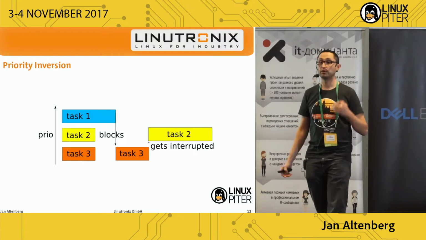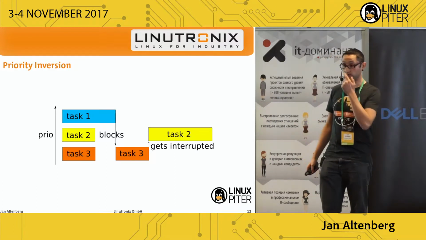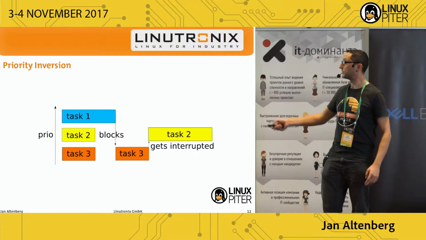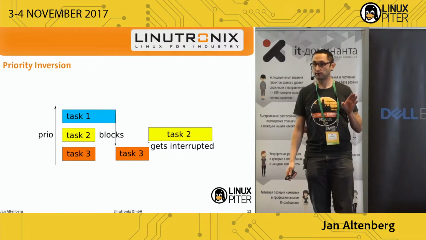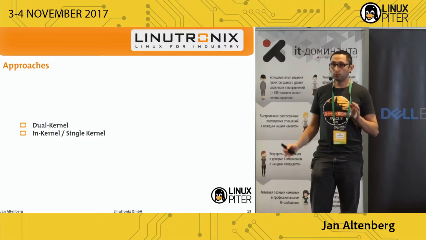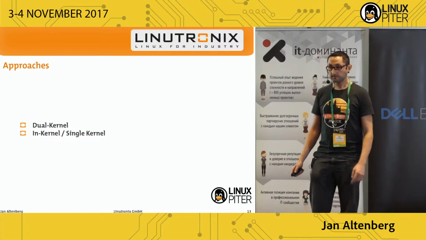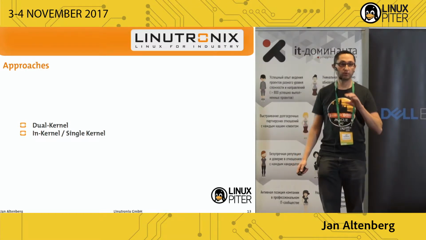So that's priority inheritance. It's already supported by Linux without any extensions. But you see, there's many requirements we need to be aware of when using real-time. So how can we fit these requirements with Linux?